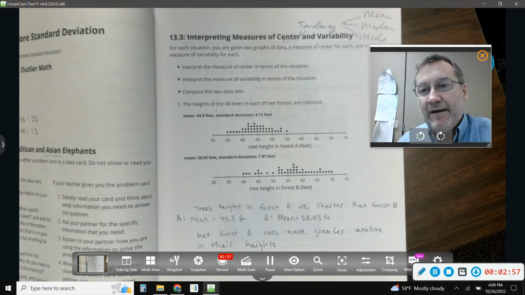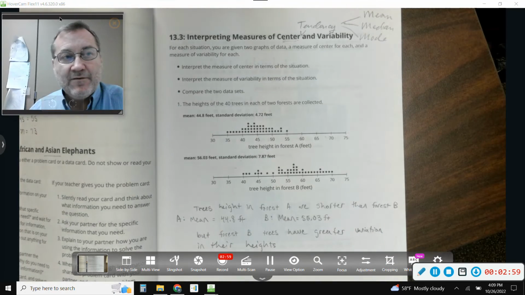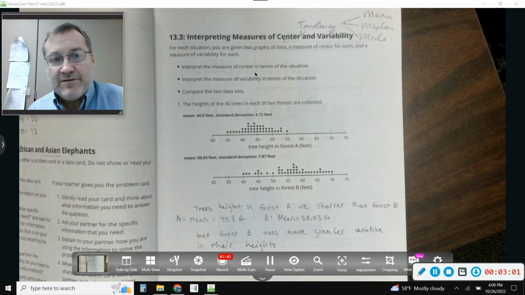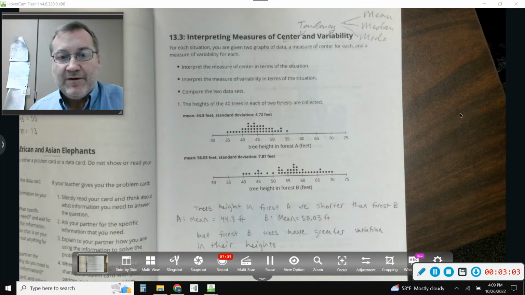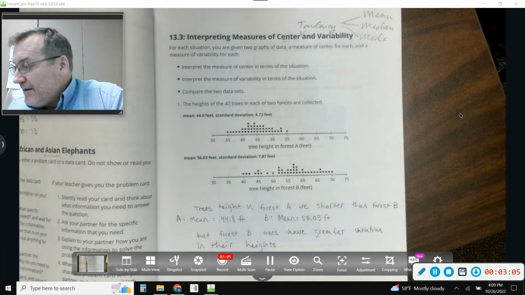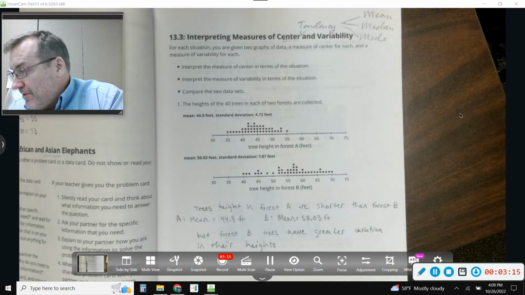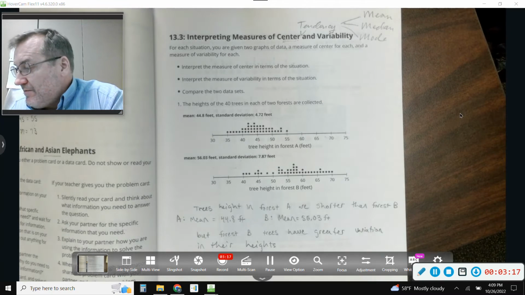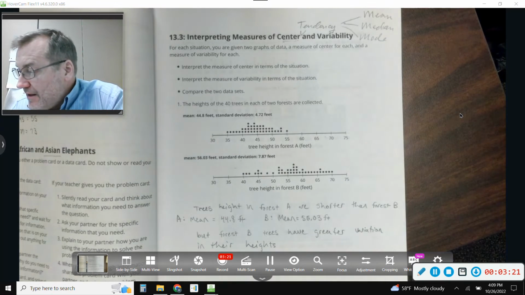All right. And let me just move my little face out of the way here. All right, so let's just go through these and see what we got going on here. It says for each situation, you're given 2 graphs of data, a measure of center for each, and a measure of variability for each. Interpret the measure of the center in terms of the situation, interpret the measure of variability, compare the 2 data sets.